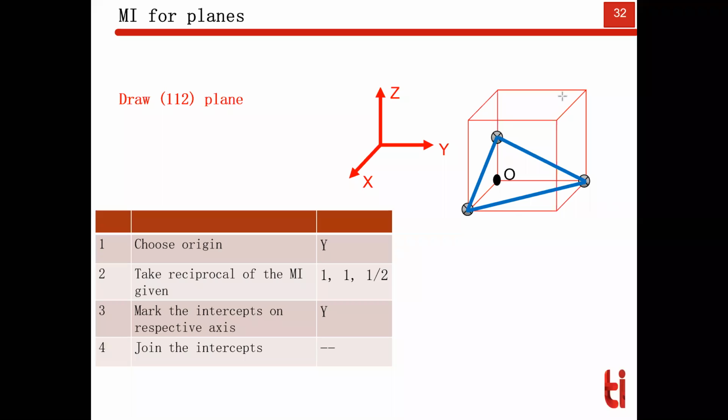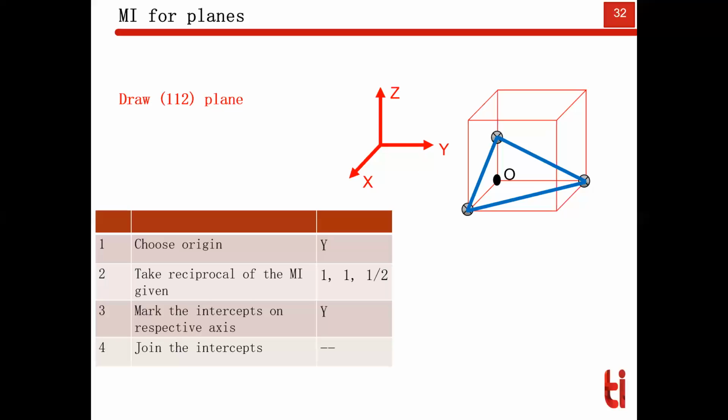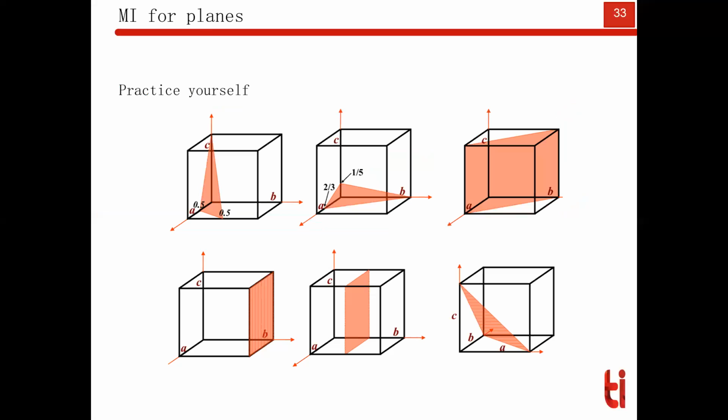Okay, so let's continue our discussion. This slide is for your practice purpose. What we have here are 6 different variants of planes marked in a unit cell. What you have to do is find the Miller index for each of them. So you remember the process? The process will first define the origin. Remember, always while defining the origin, the rule is the origin cannot be on the plane. So you can choose any other corner which does not belong to the plane as your origin. This is particularly interesting when you attempt to resolve this last problem.